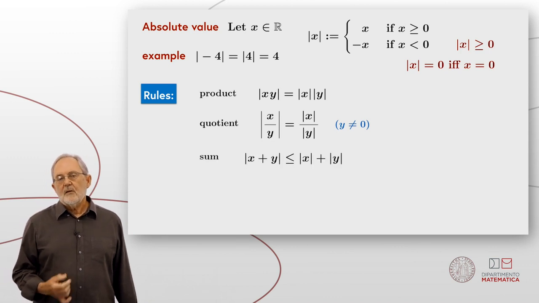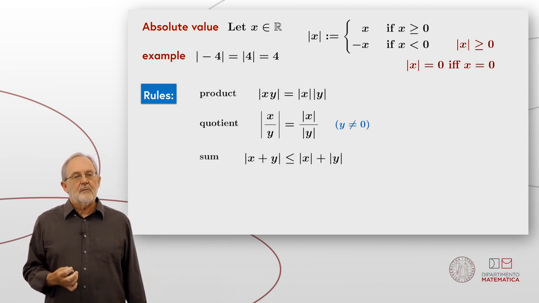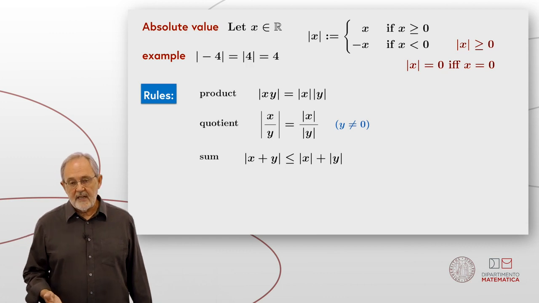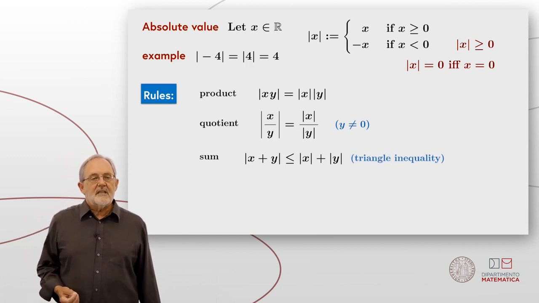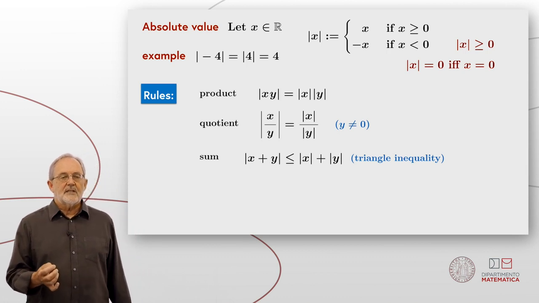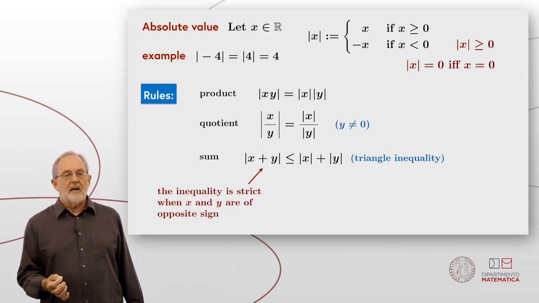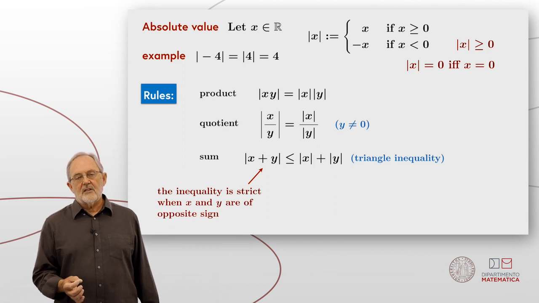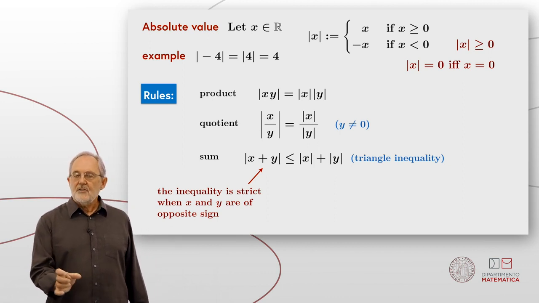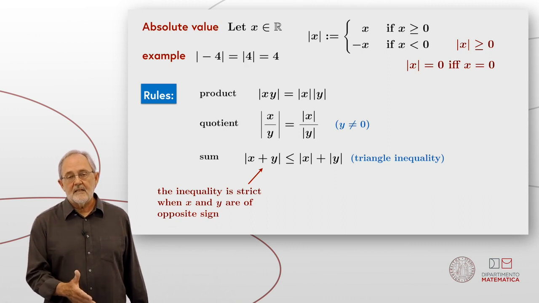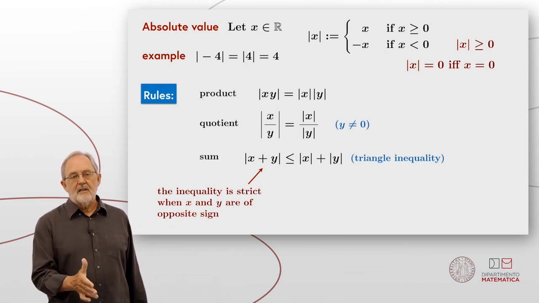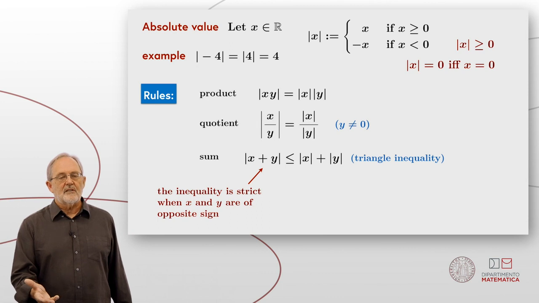As for the sum, we don't have an equality, we have a famous inequality. It bears a name. It's called the triangle inequality. It's easy to see that this inequality is actually strict whenever x and y are of opposite sign, because there's cancellation on the left that doesn't occur on the right. For example, if you take y equals minus x, then you have 0 on the left, and you generally have something strictly positive on the right.